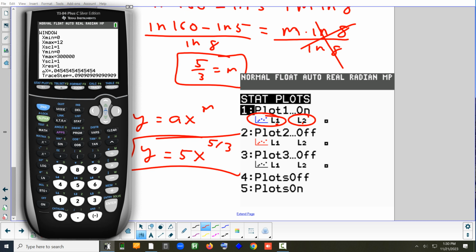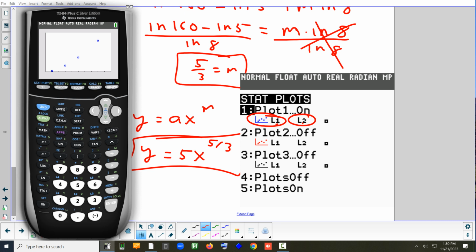In my original data, what was the smallest x value they gave us? In the original data. 0. They gave me a 0? 1. Okay, so let's go with 0 then for the smallest. What was the biggest x value? 8. So let's go 10. What was the smallest y value? 5. Let's go 0. And what was the biggest? 160. Okay, let's go 200. If you hit graph, there's your points.